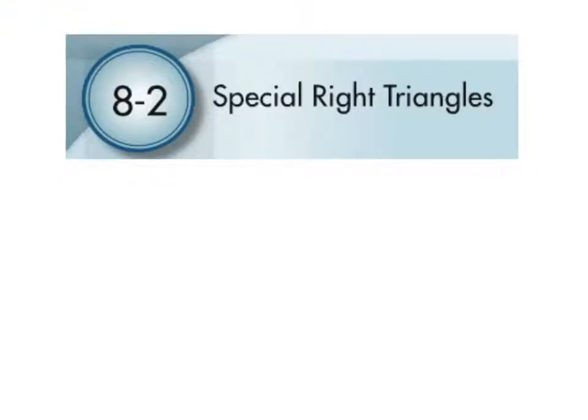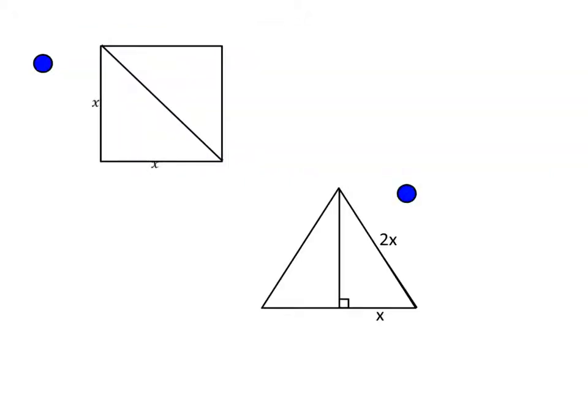How's it going? Today we're going to look at special right triangles. Yesterday we did the Pythagorean theorem, which works on right triangles. There's a couple of triangles that are special that pop up in a lot of places, so we spend a little extra time on those.